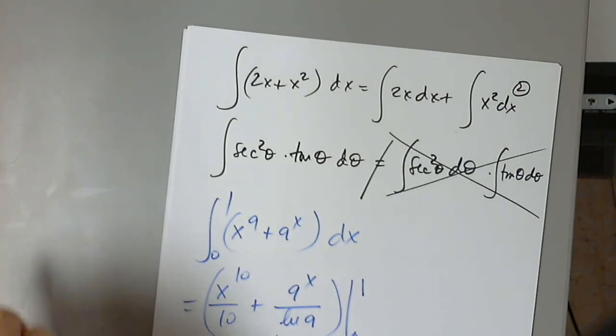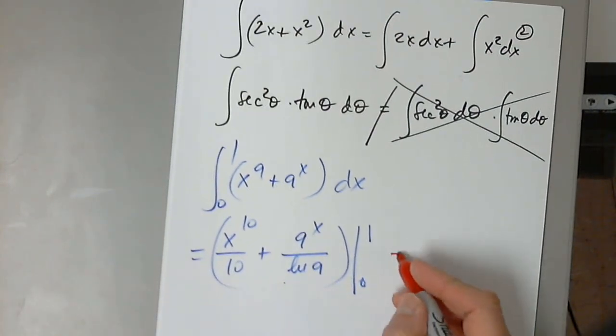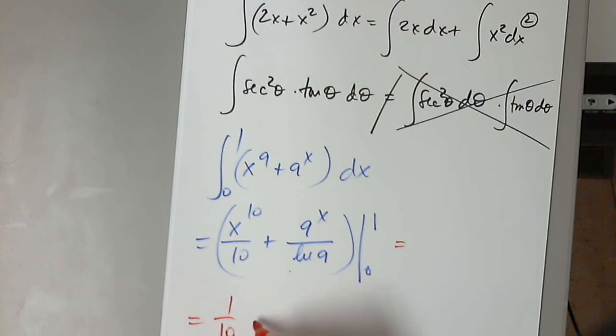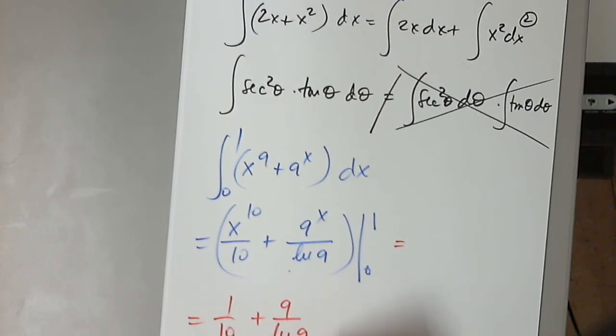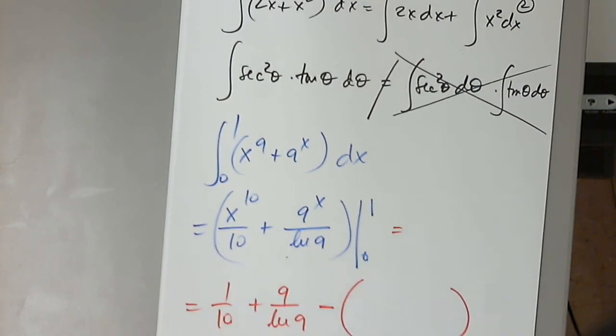So now we have to plug in the numbers, and we plug in 1. And we get 1/10 plus 9 over natural log 9. But careful now. You must plug in 0. Here's why. Here, this will be gone. But here, when you plug in 0, not here, this is natural log 9, it's just a number. When you plug in 0 here, you get 1. So it's minus 1 over natural log 9.